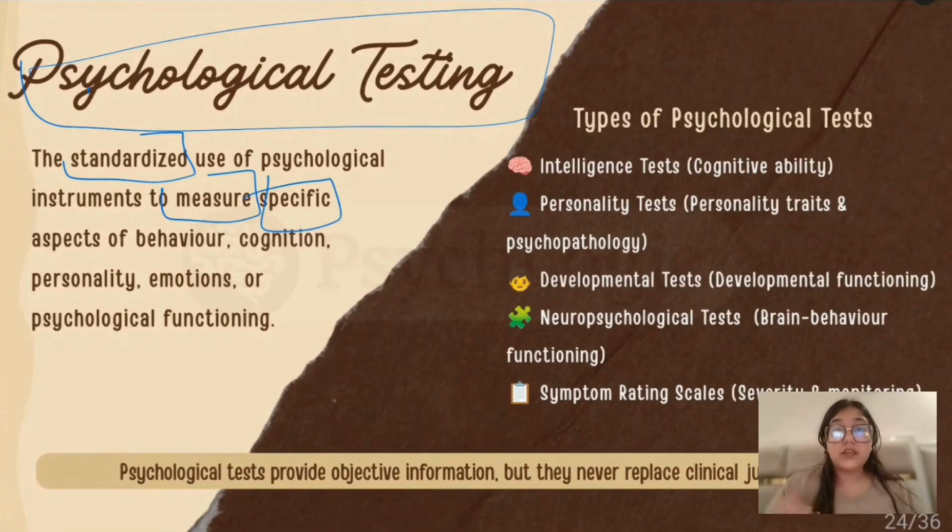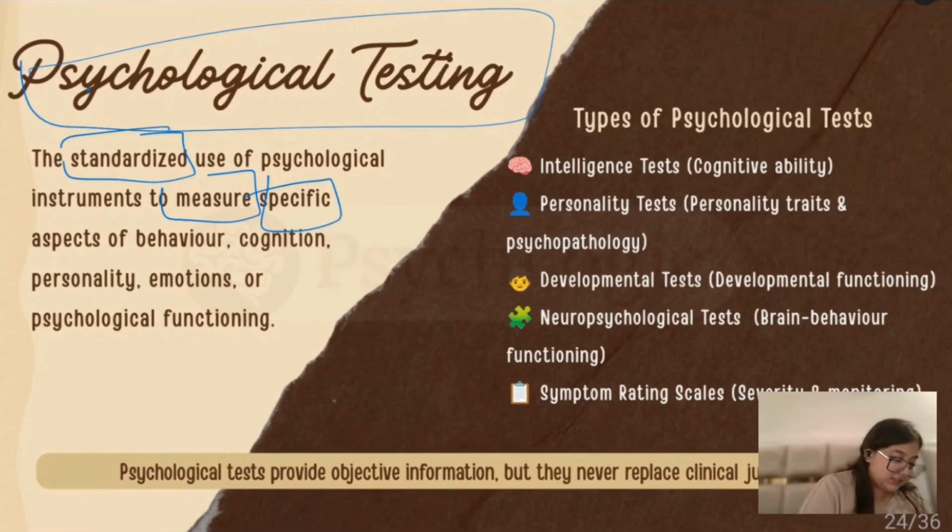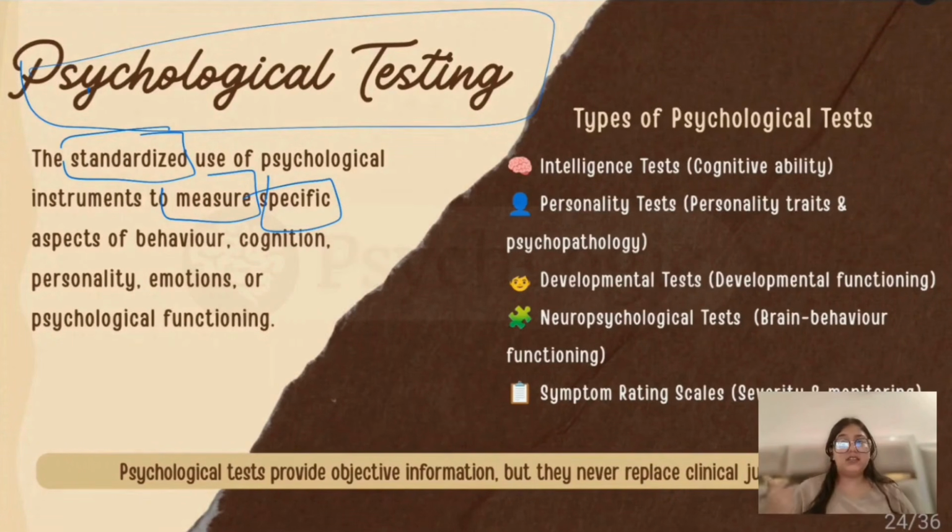Standardized means it has to be reliable and it has to be validated. If I'm using the same test again and again and again, it shouldn't give different results. Okay, and it should test what it is supposed to test. That is standardized. Measure: it measures something, right? It is measuring some kind of thing. It could measure personality, it could measure some kind of symptom for depression, for anxiety, something.